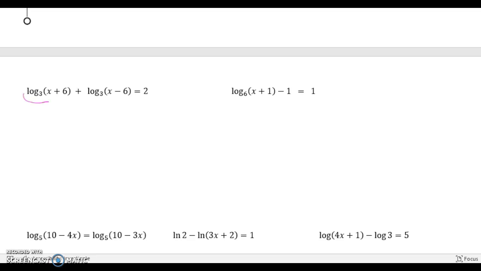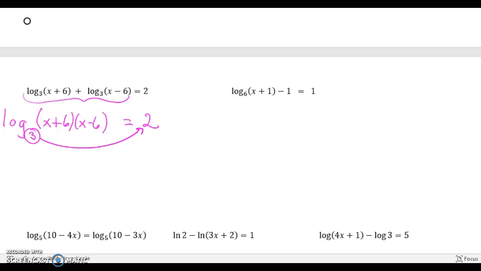In this problem, we're going to condense the left side. Log base 3 of x plus 6 times x minus 6 is equal to 2. All right, I'll take it out of log form this time because I only have log on one side of the equal sign. So starting at the base, 3 squared is equal to x plus 6 times x minus 6.